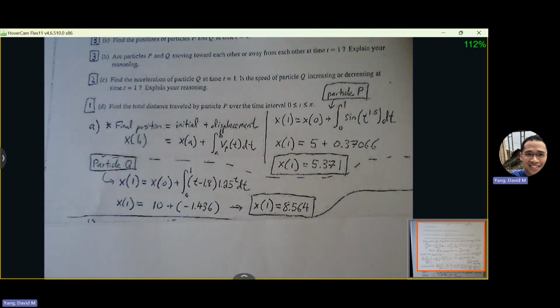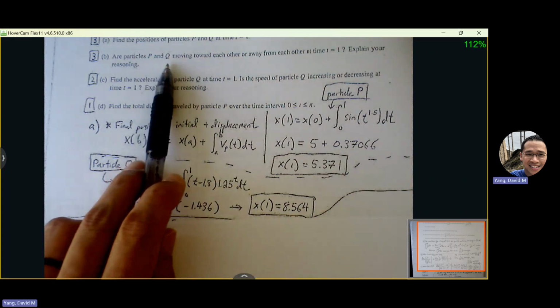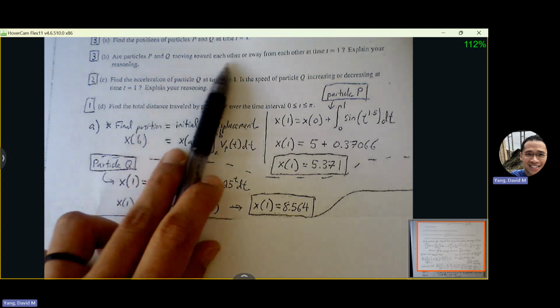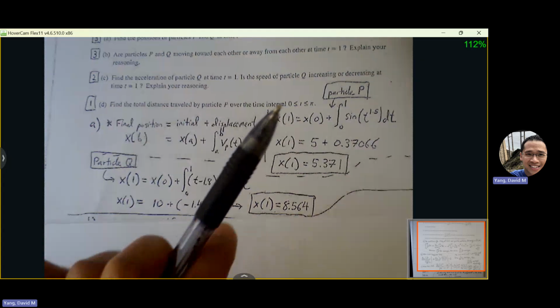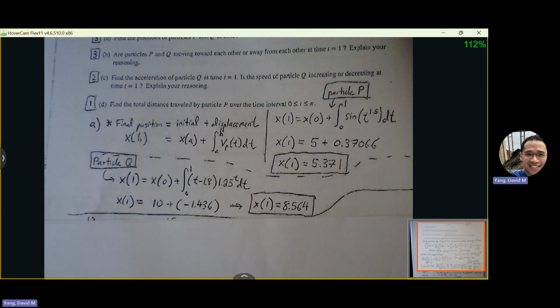Part B, are particles P and Q moving towards or away from each other at t equals 1? Explain your reasoning. So there's a couple of things that we want to make sure that we know, right? We want to know, where are these particles located? Are they to the left or to the right of each other? And also we need to figure out which direction they're moving, right?